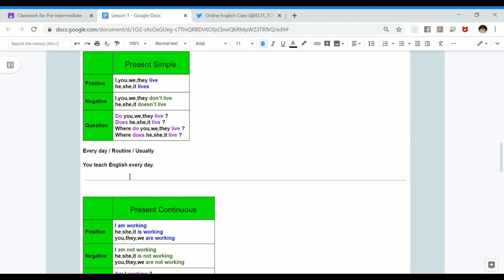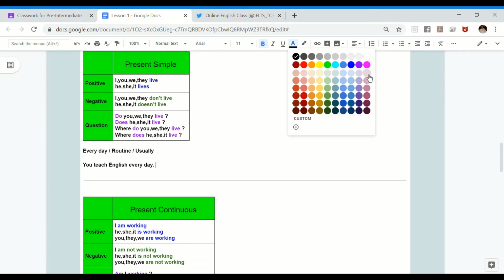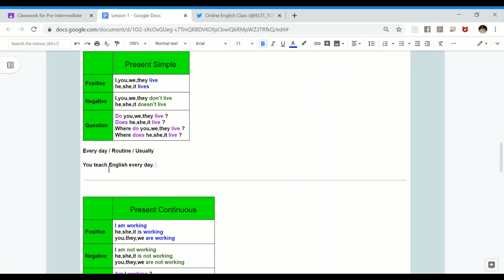You teach English every day. So, first of all, let's make it negative. So, with you, you need don't. So, we have, you don't teach English every day. There you go. Nice and simple. That is the negative of that.